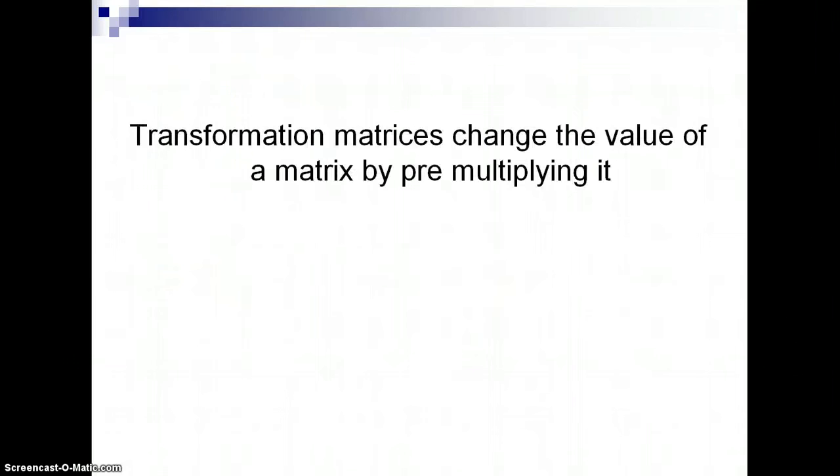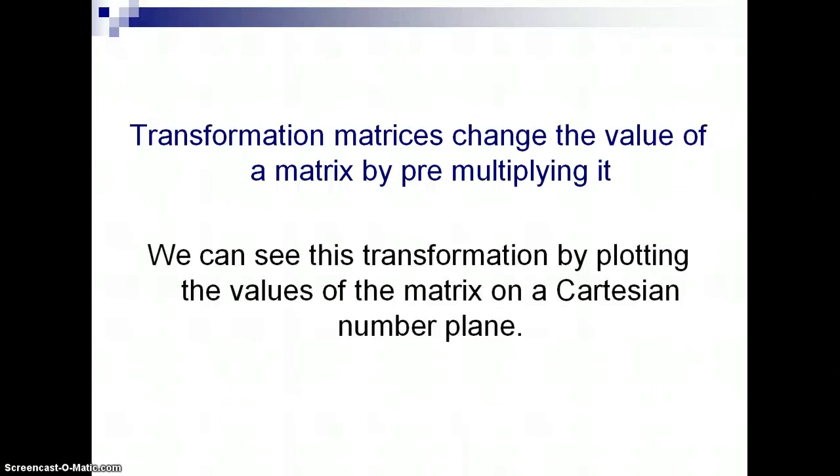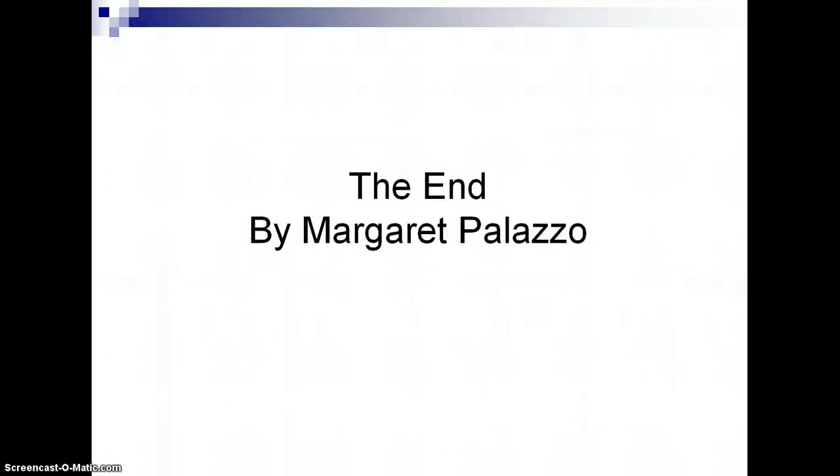So as you've seen, transformation matrices can change the value of a matrix by pre-multiplying it. And we can see this transformation by plotting the values of the matrix on a Cartesian number plane. The end.